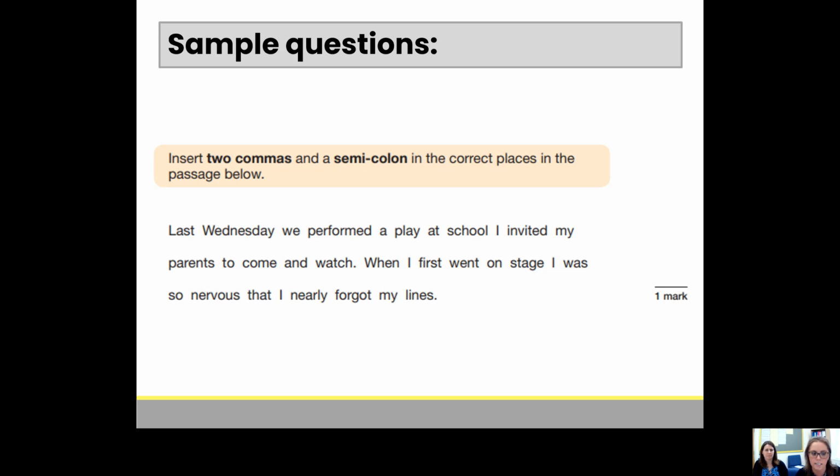Last Wednesday, hopefully they'll identify that last Wednesday is a fronted adverbial, so we mark that with a comma. Last Wednesday, we performed a play at school. I invited my parents to come and watch. So after school there, we need a semicolon as it is separating 2 closely related clauses there. And then the children, I would encourage them to think, I've still got another comma. When I first went on stage, I was so nervous. So we need a comma after the word stage there as it's separating the subordinate clause from the main clause. So it's all processes that the children will unpick in questions like this in class. The children become more familiar with what they're being asked to do.